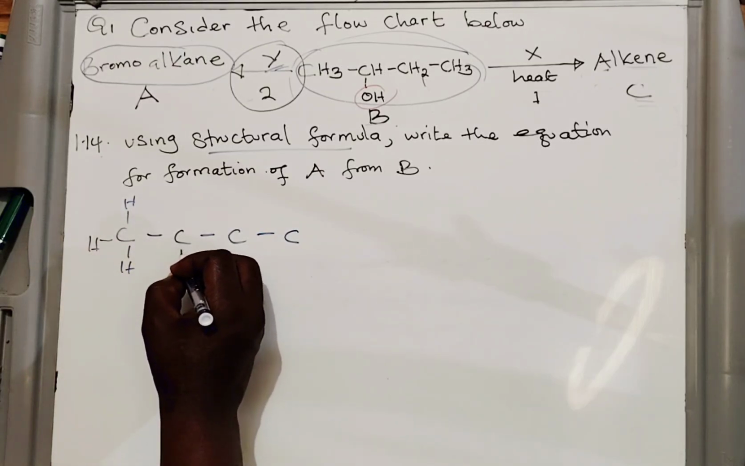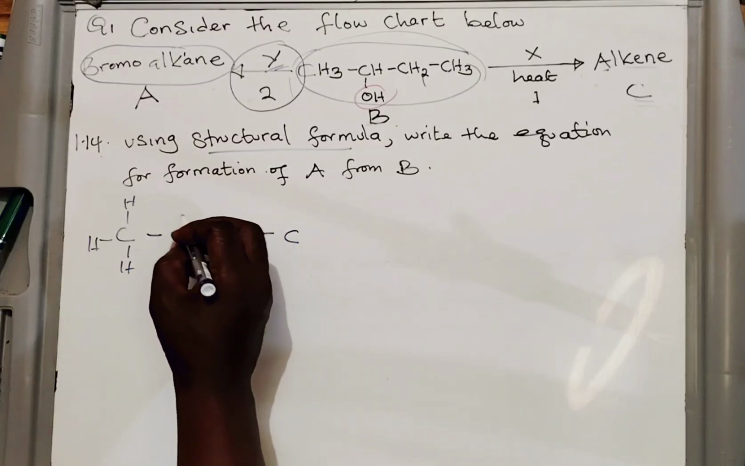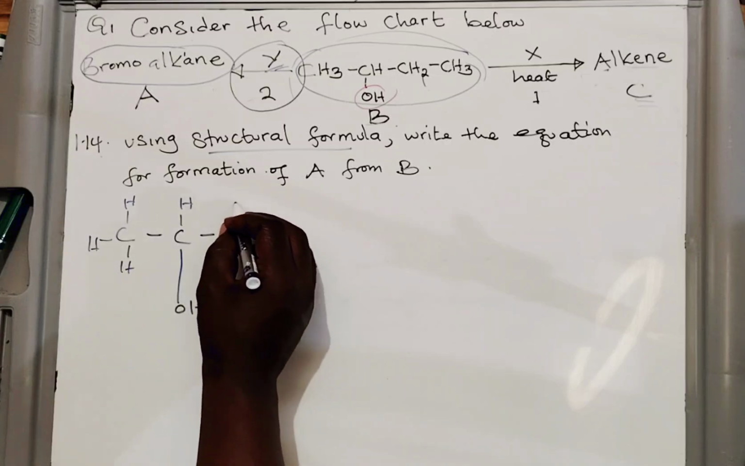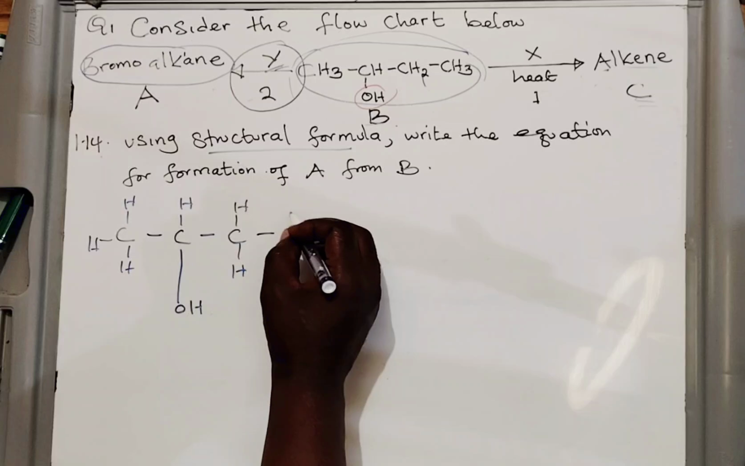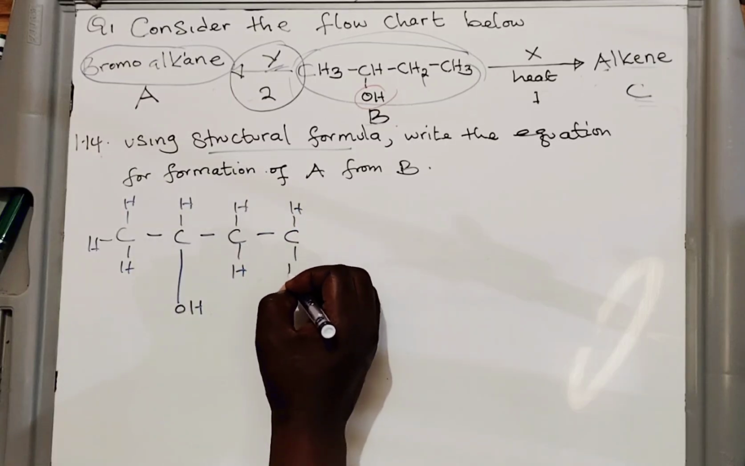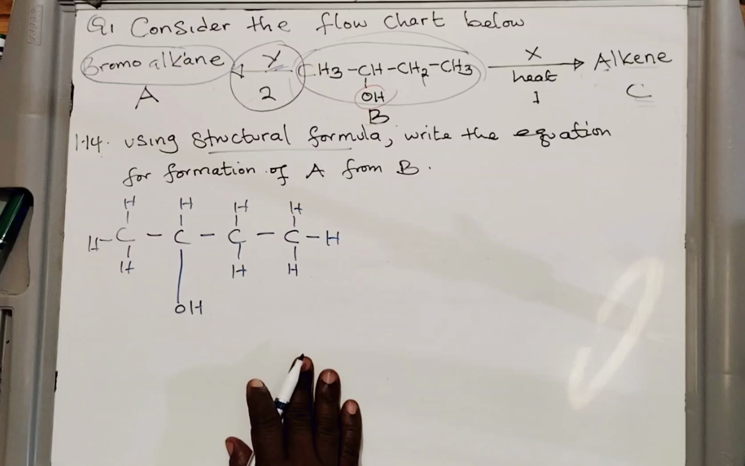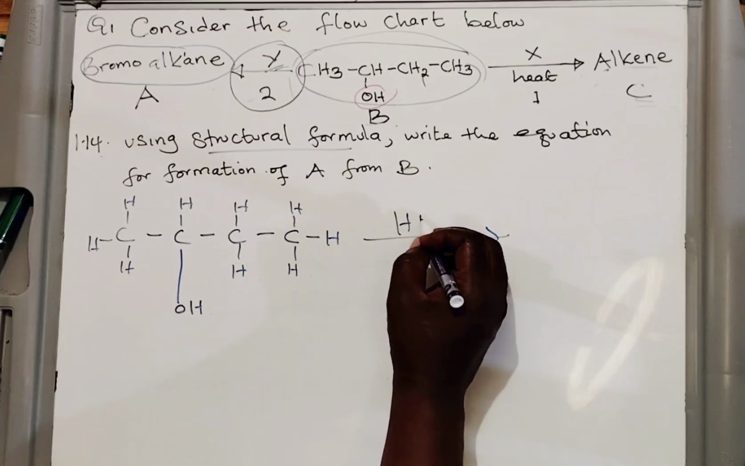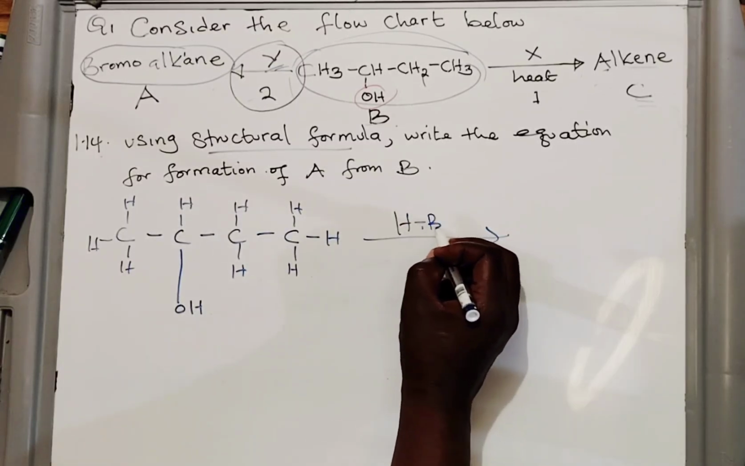Then you have this one, OH. This is H. You have H. You have H. And H. So this is the structure formula of the alcohol. And what are we having here? We are having hydrogen bromide. Its structure is H attached to Br.